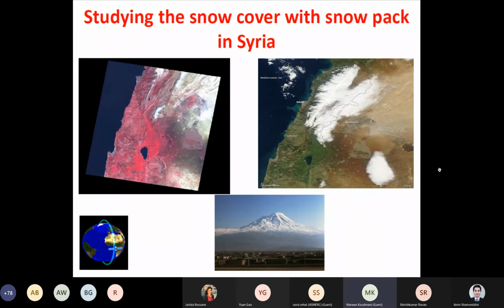Also, we had studied the snow cover and the snowpack in Syria, monitoring the snow over the Lebanese and Syrian mountains, Suwaida mountains, and coastal mountains. By formula, we can get the snowpack of water we can get from this snow.